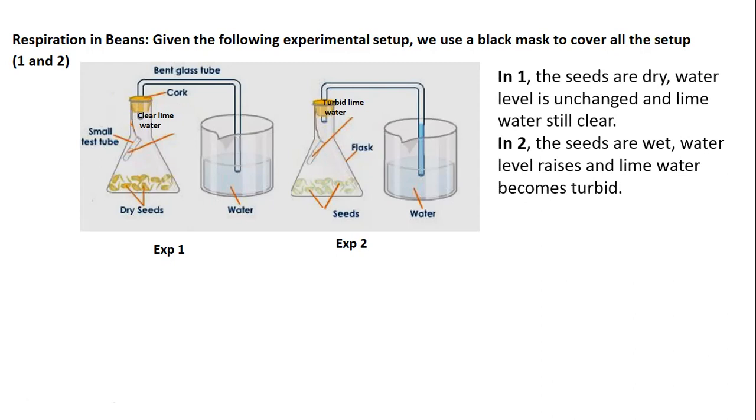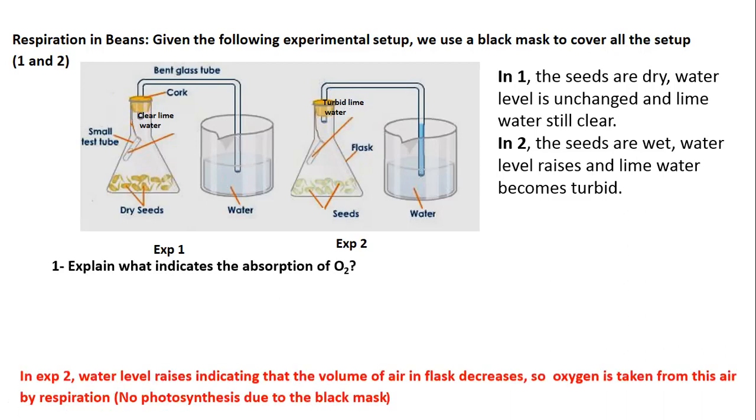In 1, the seeds are dry, the water level is unchanged. Look at the water level, it's unchanged, and the lime water is still clear. In 2, the seeds are wet, the water level rises, and the lime water becomes turbid. Explain what indicates the absorption of O2.